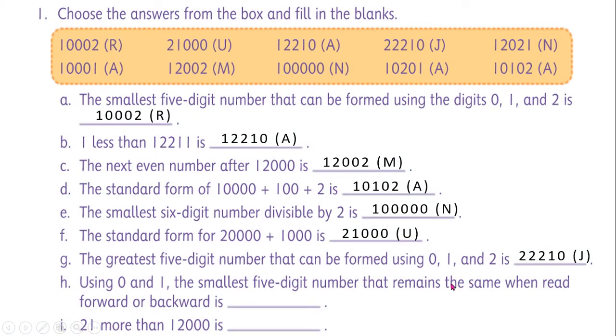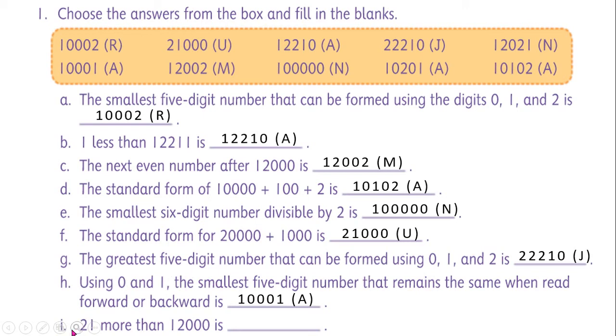Moving to the next question, H. Using 0 and 1, the smallest 5-digit number that remains the same when read forward or backward is 10,001. So if you read it forward or backward, it will be 10,001. So 10,001 is printed here, and the letter A is within brackets. We will write that letter as it is.